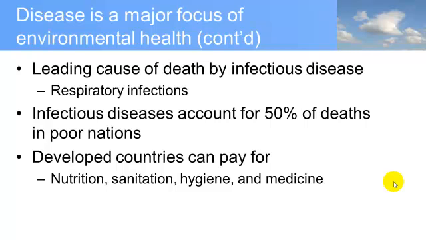There's just simply been fewer incidents of people dying of infectious diseases, particularly in many developed countries, thanks to improved nutrition, sanitation, hygiene, medicine. Having access to these things can greatly reduce the incidence of many of these diseases. But in poorer countries, infectious diseases can account for 50% or even more of all deaths.